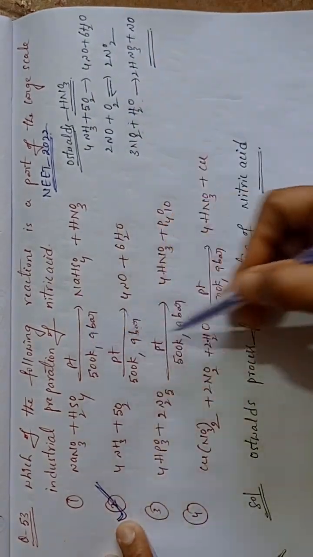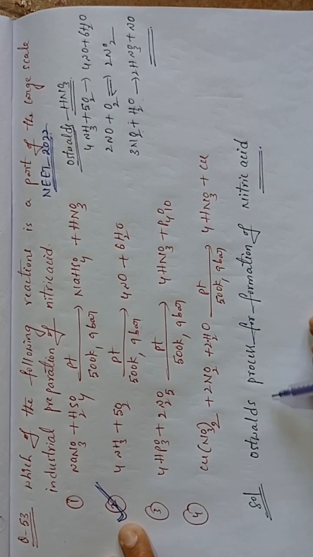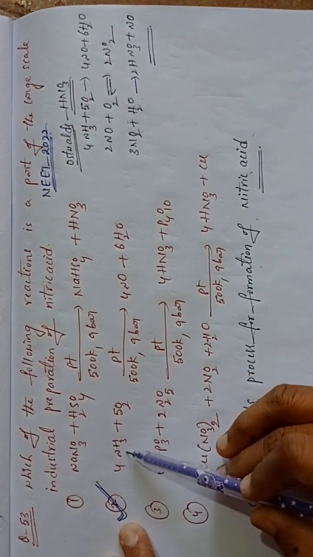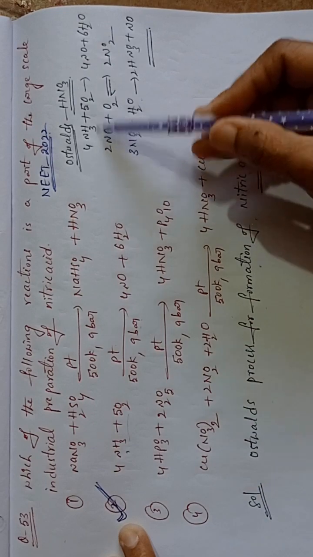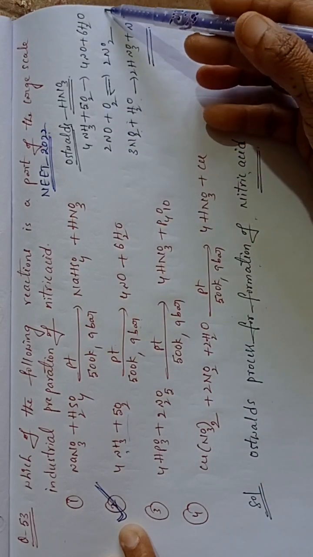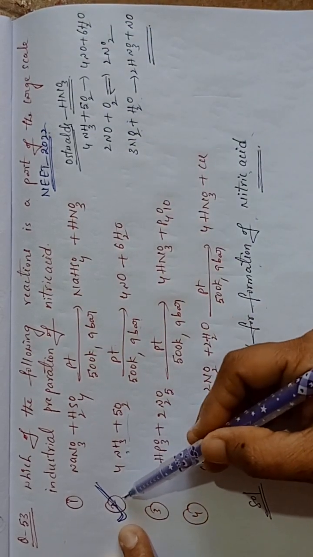So in these four options, which is the correct answer? Ostwald's process for the formation of nitric acid, second option, because this is the first reaction. Are you clear? So option 2 is the correct answer, students.